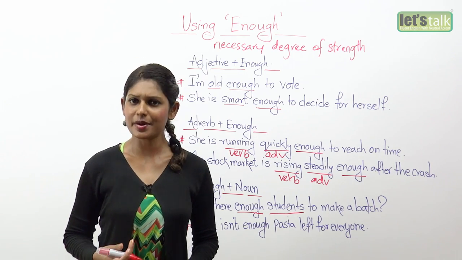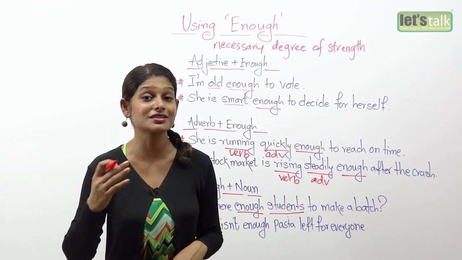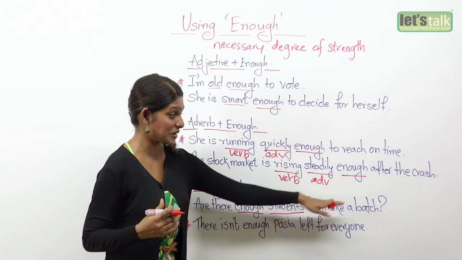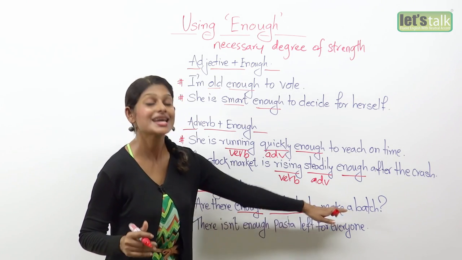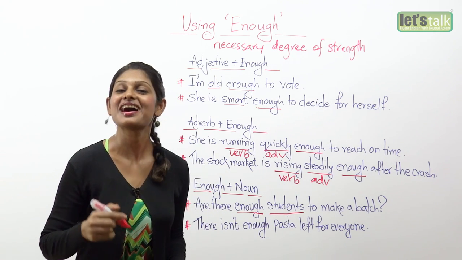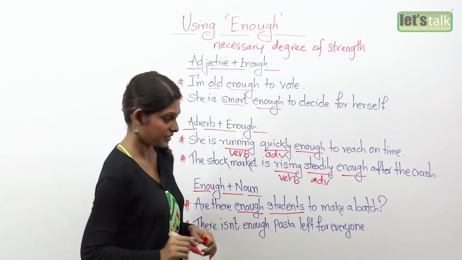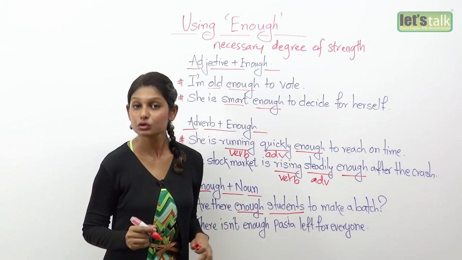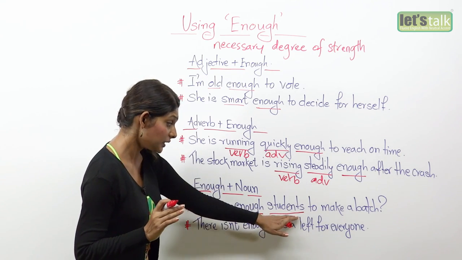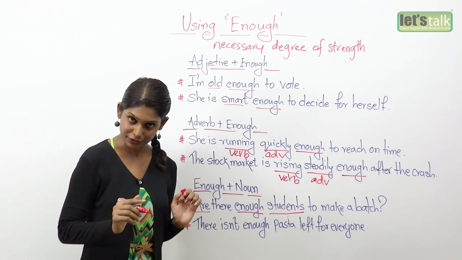In case there are about 20 students, then we're definitely making a batch. The students are enough to make a batch. So are there enough students to make a batch? Now we have got 20. Yes, there are enough students to make a batch. Another thing you need to remember is that students is plural. It is a countable noun, it is plural. So with a plural noun, the helping verb will also be plural.